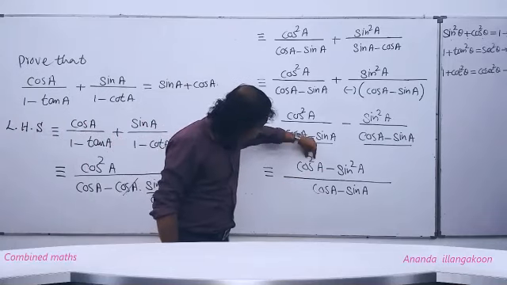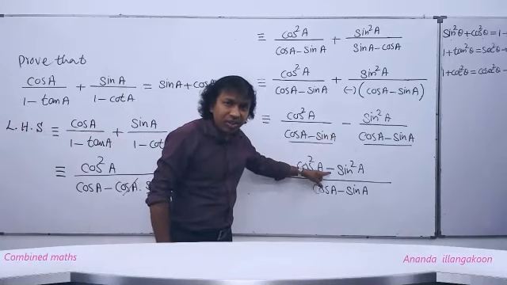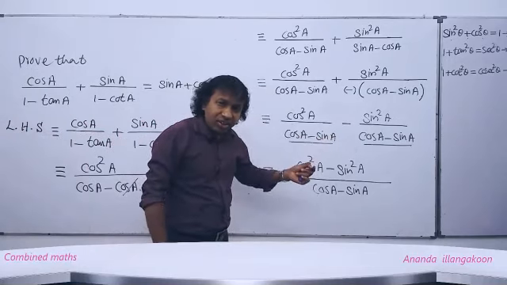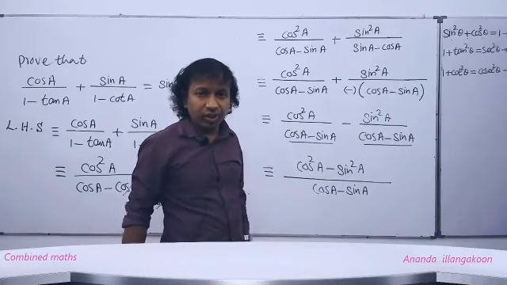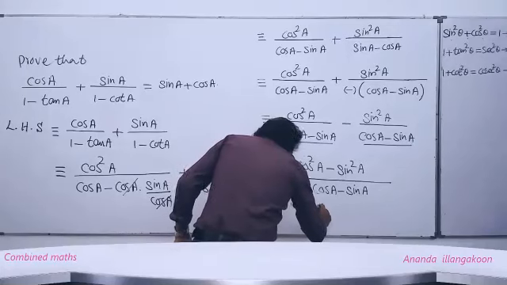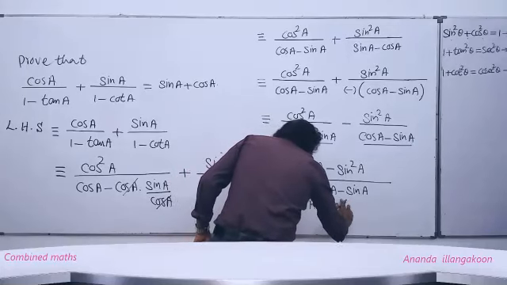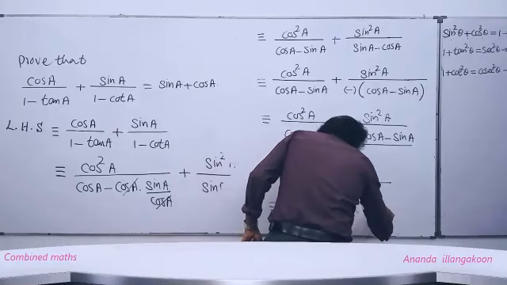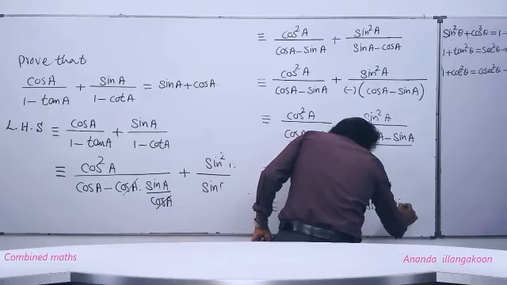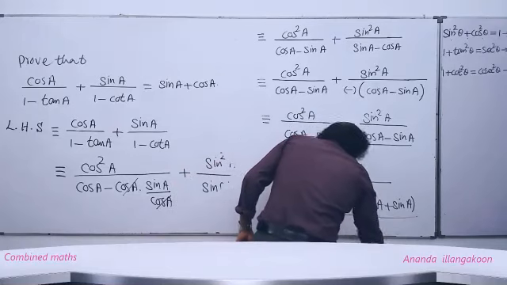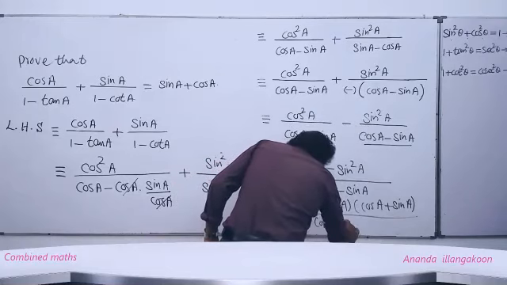First, ignore these powers. Then what do you get? Cos A minus sin A. That is the first factor. How do we get the second factor? Change the sign of the first factor. These two are opposite. Cos A plus sin A. They are the two factors. Then you can write cos A minus sin A, cos A plus sin A, divided by cos A minus sin A.